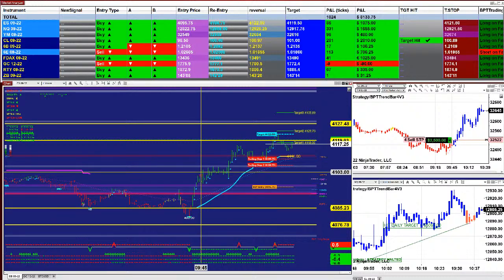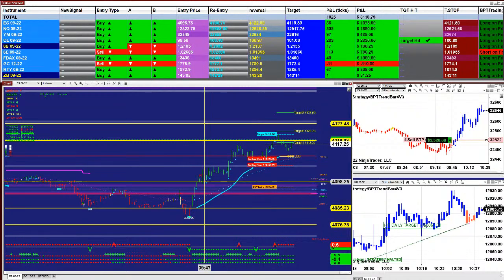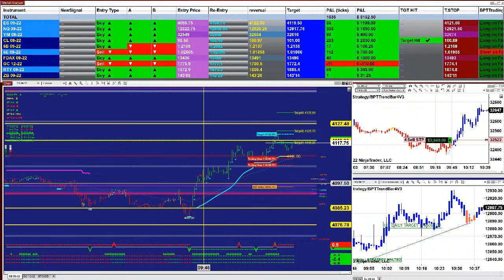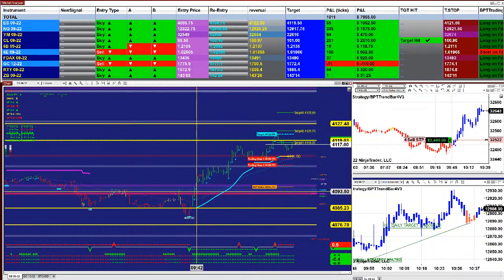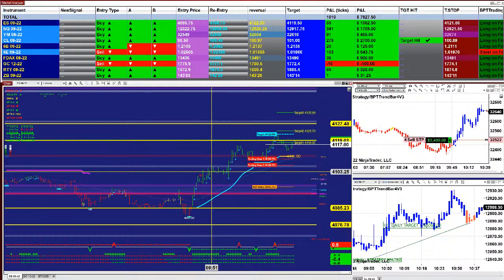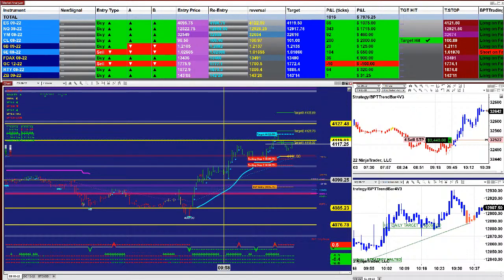When you are using a trailing stop, if your trailing stop is tight, you're going to be knocked out of a good trade that could be worth $3,000, $4,000, $5,000. If you are using 20, 25, 30, or 35 ticks, you would have been stopped out here.